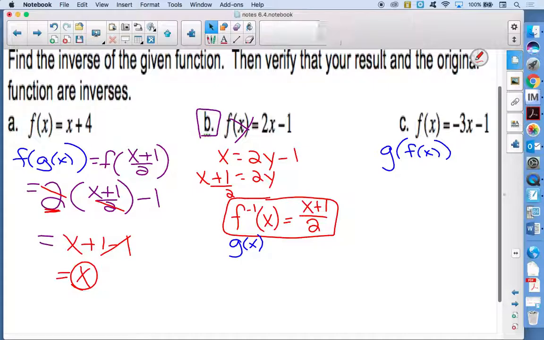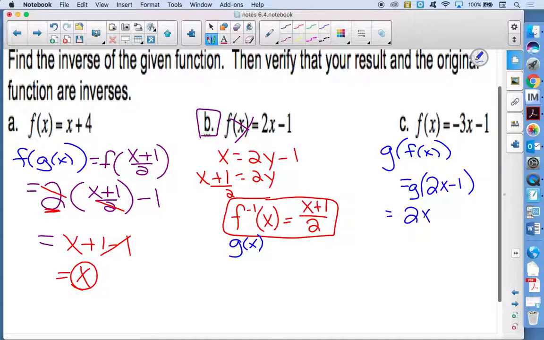Looking at the other side, we're going to look at f of x in the middle. So 2x minus 1. And plug that in for the x of the new equation we just found. So on the top, we would have 2x minus 1. That's my x. And then the plus 1 divided by 2 was already there.